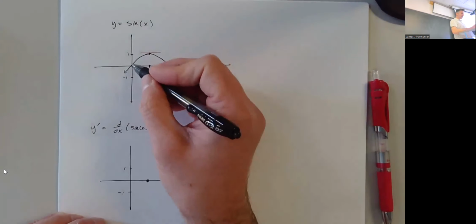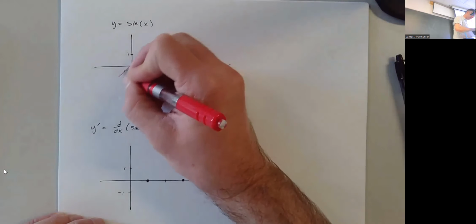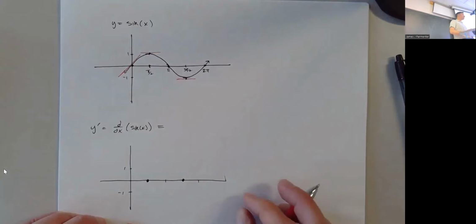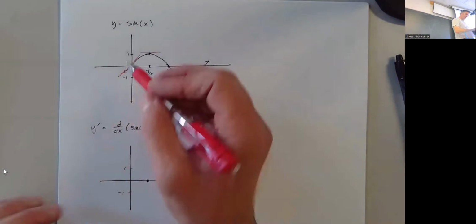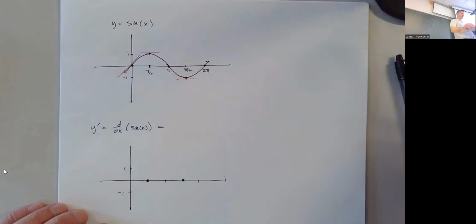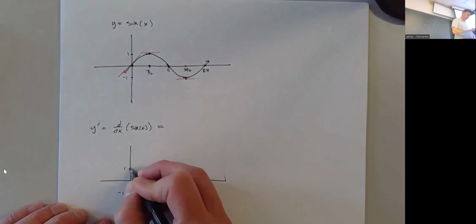And over here at 0, is my slope positive or negative? The slope of the tangent line is definitely positive. It's actually, not probably, it is +1. If you look at that tangent line there, it really looks a lot like y equals x, and it is. That is a slope of 1. So my derivative there is 1.